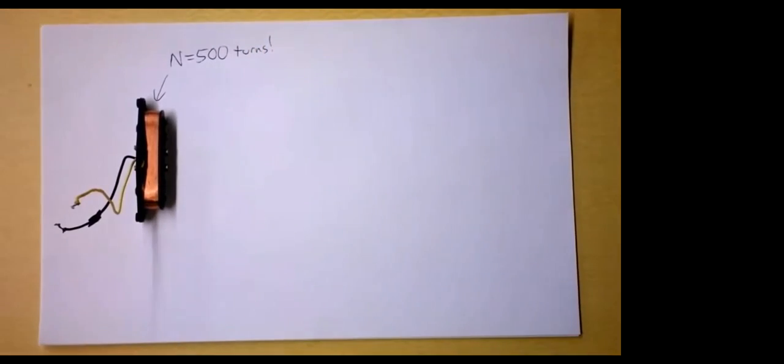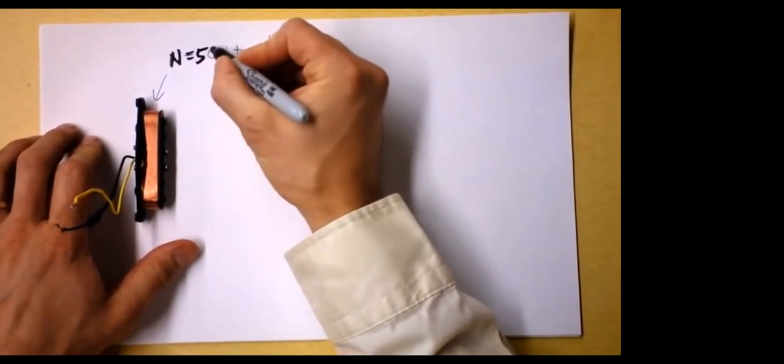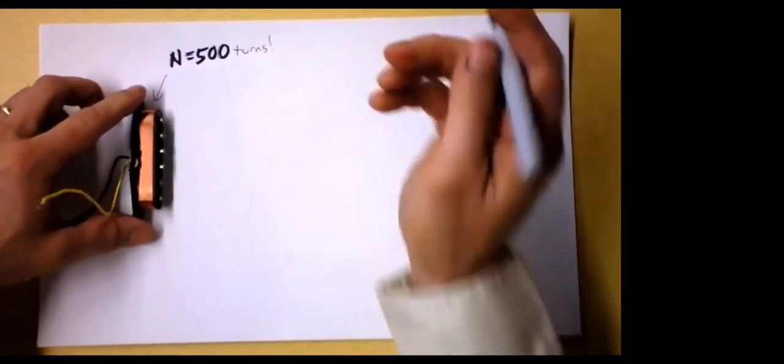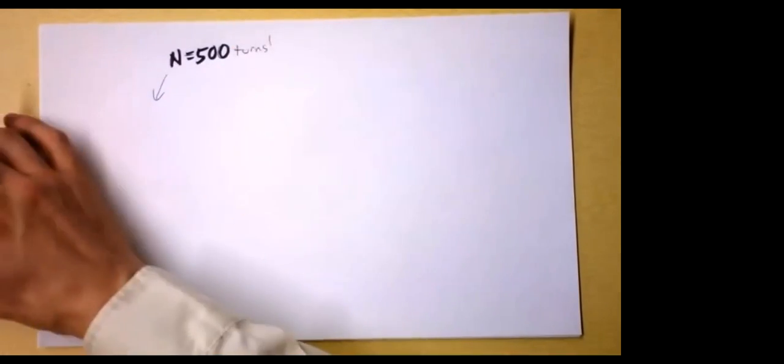What is this pen thing? Okay, here, let's get a marker here. We're talking about 500 turns or more. And out of this just comes 2 wires. So let's talk about how rock and roll is made.